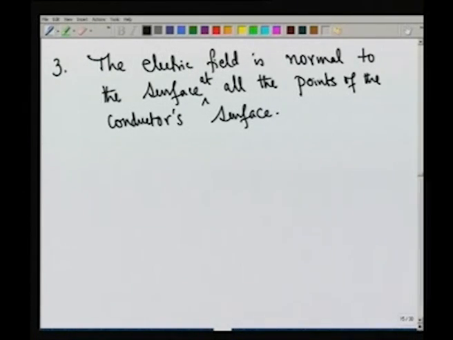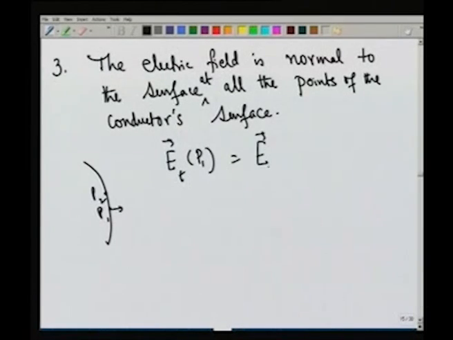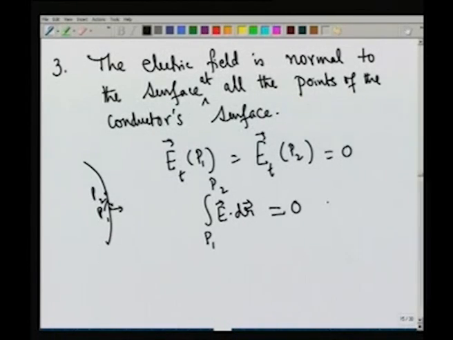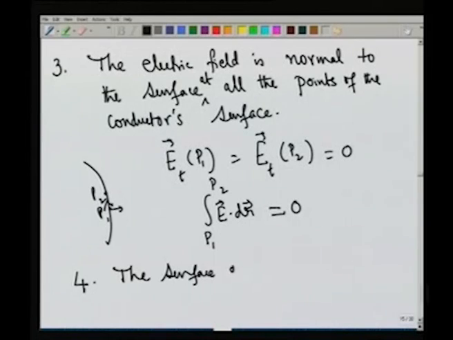Now, if there is no tangential electric field, and suppose somebody moved a charged particle from this point to this point, the electric field was 0 here, the electric field was 0 here. Let me call this P1 and this P2. So E_t at P1 is equal to E_t at P2, which is equal to 0. Therefore, the integral from P1 to P2 of E dot dr, where dr is along the surface, is equal to 0, and what does it tell us? This tells us an important point, that the surface of any conductor is an equipotential surface.